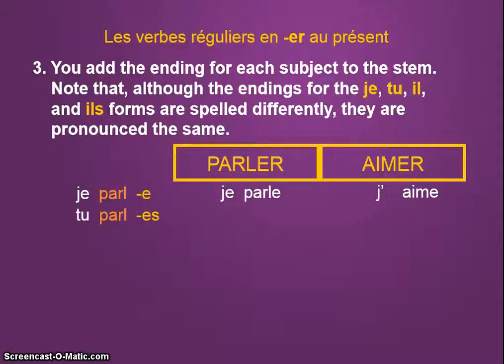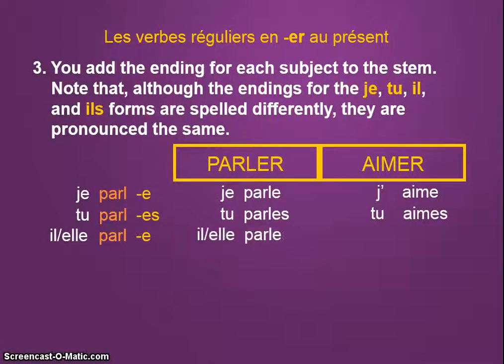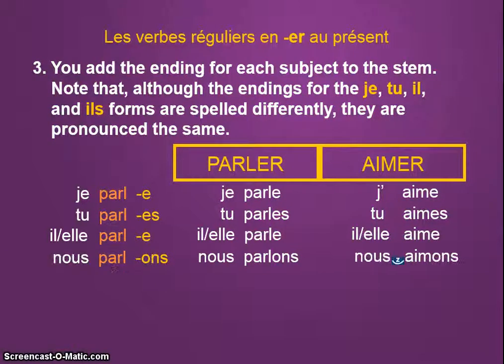Tu parles, tu aimes. Il ou elle parle, il aime. Do you notice that the endings here in yellow are what get added to the stem? In the plural forms, you're going to have nous parlons, vous parlez, and vous aimez.